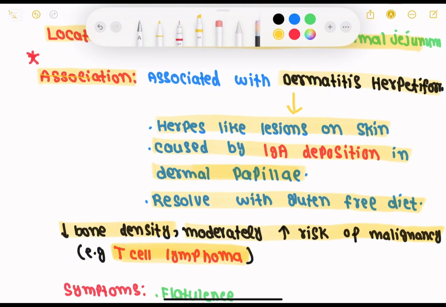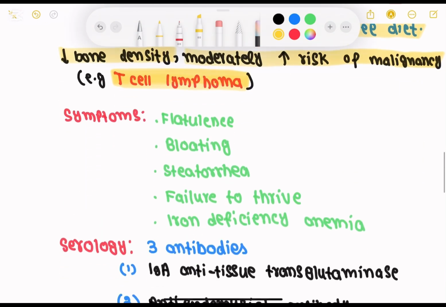Now we know that there is intolerance to gluten. The patients cannot tolerate wheat, barley and rye. So there must be something abnormal in their intestinal system. What actually happens is that the digestion will not be normal. Abnormal digestion will result in flatulence, bloating, and steatorrhea. Steatorrhea is foul-smelling stool, and these children will not grow properly, so failure to thrive will occur. Iron deficiency anemia will also occur, because the absorption of iron is disturbed.